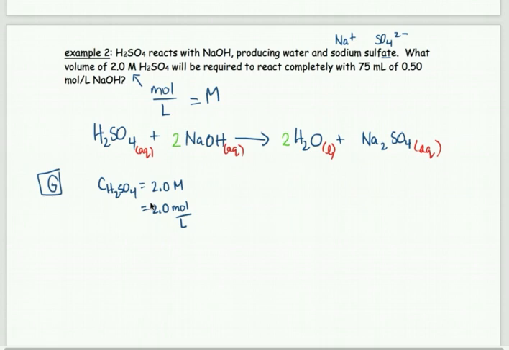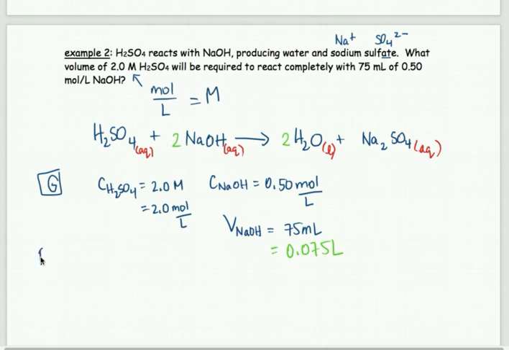Okay, so then we have the concentration. We're reacting completely with a concentration of sodium hydroxide of 0.50 mole per liter. And we have a volume of sodium hydroxide: it's 75 milliliters, and again, right away, I'm going to convert that to liters by dividing by 1,000. So that's what's given to you.